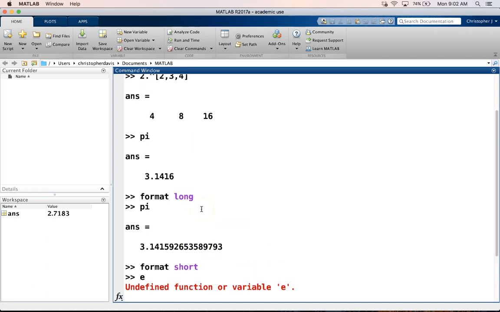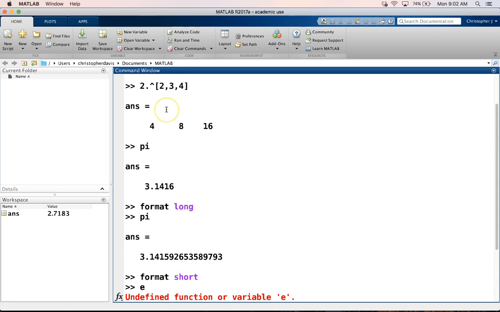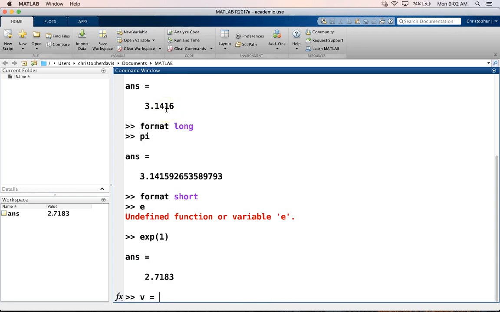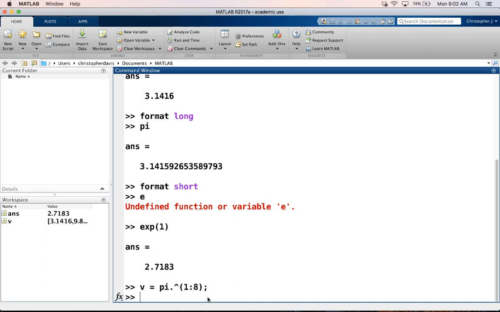So based on what we did above with the element-wise power, I'm going to make a vector v equals pi element-wise power 1 to 8. And then I'm going to suppress it from getting printed to the screen by putting a semicolon after it. Okay, so there we go. So this is a length 8 vector that looks like pi, pi squared, pi cubed, all the way up to pi to the 8th.